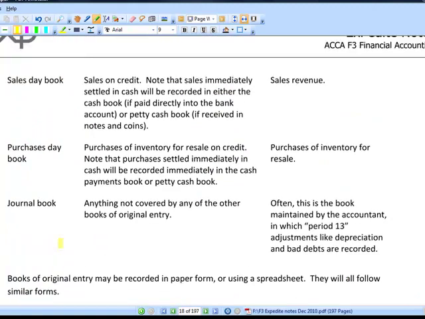The next thing is a sales day book. It doesn't have to be recorded every day. The periodic sales book would be a better name for it, but by convention it always seems to be called the sales day book. What this records is sales on credit.